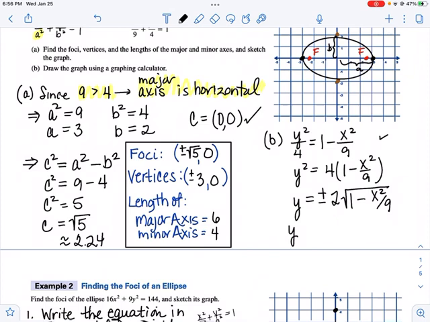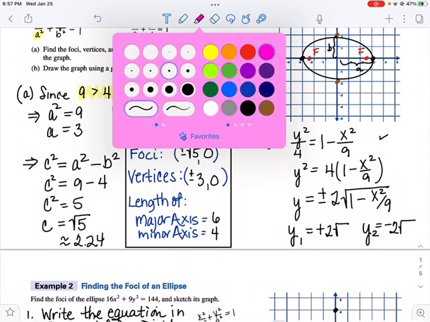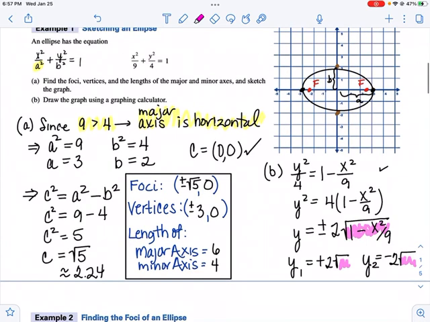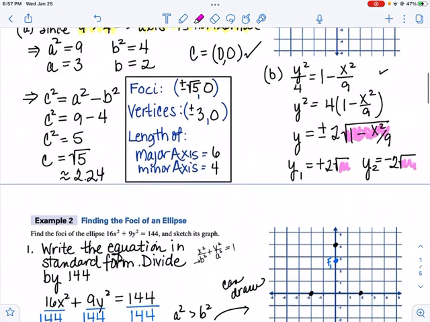So what I would do is I'd put in y1, that plus 2 times the square root, and then for y2, I'd put in negative 2 times the square root. And then whatever you see here in the root, 1 minus x squared over 9, you're going to put that in. Okay, so you'd have to put in 2 equations to get this graph. The plus is going to be the top part of the ellipse, and the minus 2 is going to be the bottom part of the ellipse. Okay, let's move on to the next one.